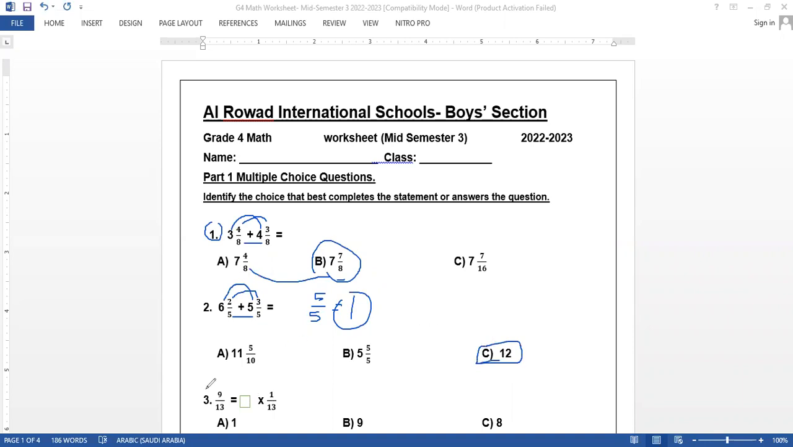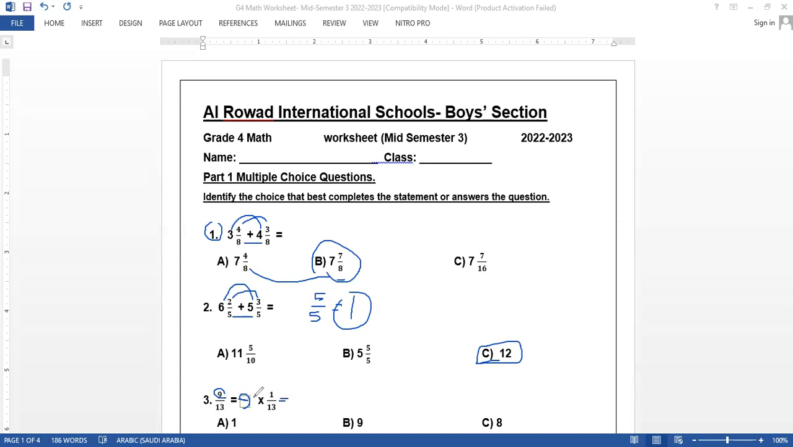Now, question number 3. 9 over 13 equals what? Multiply 1 over 13. Of course, we can multiply or change the fraction into a unit fraction. 1 over the denominator, multiply the numerator. The numerator is 9. So I need to put 9 here as a whole. So 9 multiply 1 over 13.